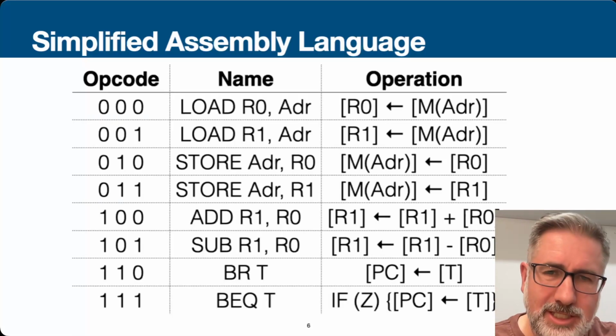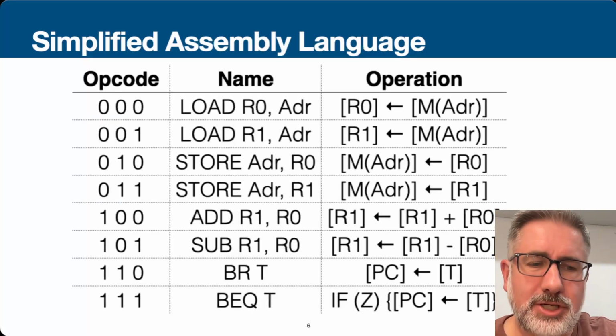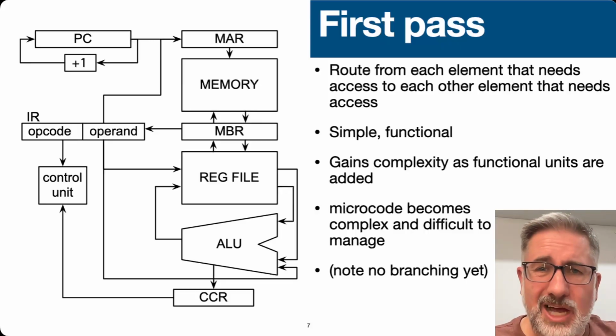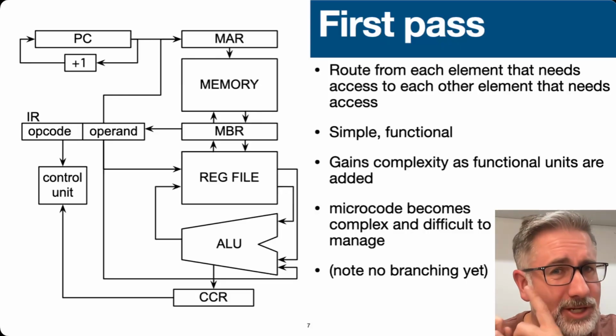And then we'll start the next video from there into the next version of the machine. This is what it's going to look like. This is our first pass of the machine. So have a quick glance at this, and we'll start the next video at this point.